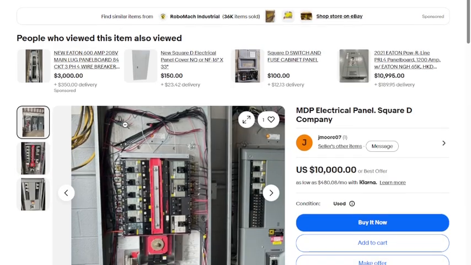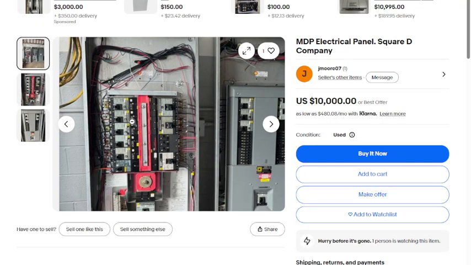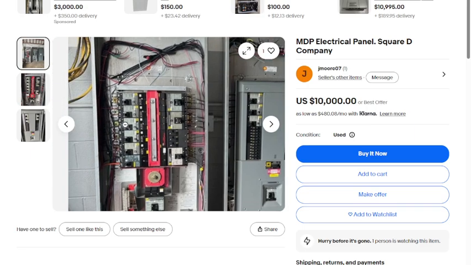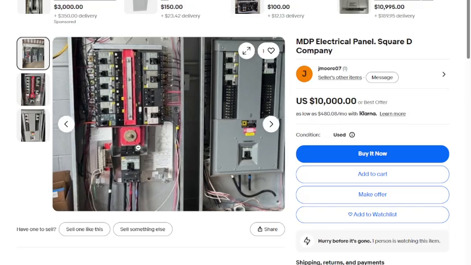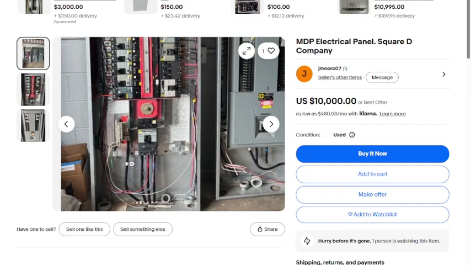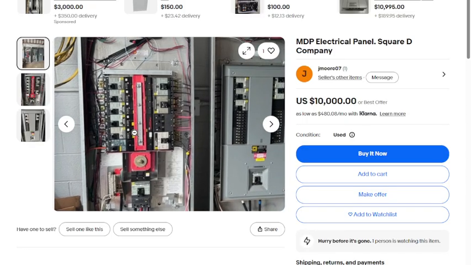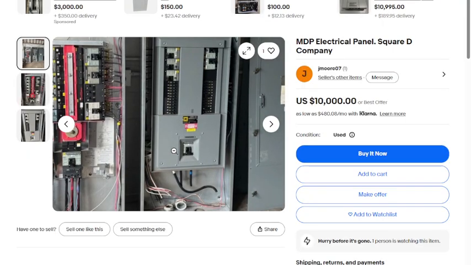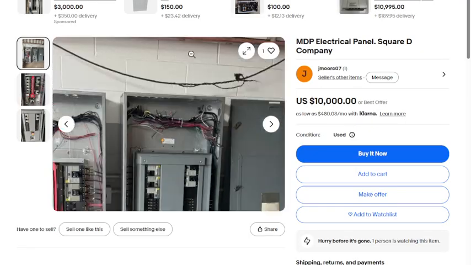Let me see if I can get close to that. There we go. If you look at this one, you have these large breakers in here, these main large breakers with a large breaker on the bottom. This is your main breaker to the whole building. If you shut this off, the whole building goes out. And then these large breakers are feeding sub-panels like the one right next to it. And then this panel is going to be the one that has all of the smaller breakers in it.